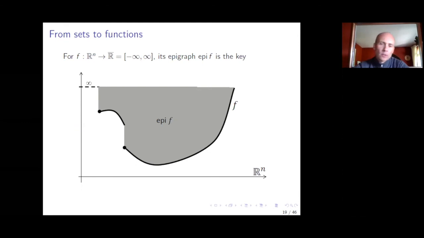The key concept is that if I have a function, I can always think about it in terms of its epigraph. As this picture indicates, the epigraph is nothing but all the points on the graph of the function and above. And above, I actually can go all the way up to plus infinity. I allow my function to even take on the value plus infinity.